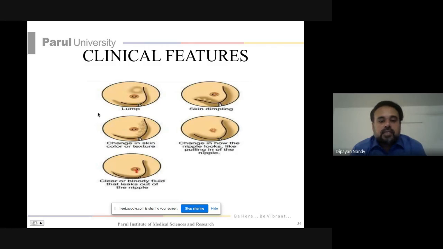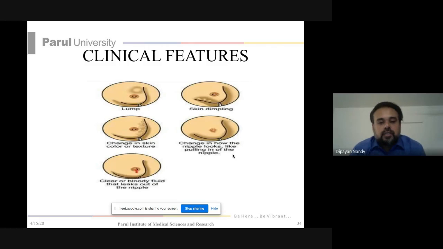Sometimes we can see changes in the skin, where the skin can become red or erythematous, or sometimes there can be edema of the skin with small punctate holes, which is classically described as the peau d'orange appearance, what you call the orange peel skin appearance. The next one could be changes in the nipple areola complex. Like we saw, the skin can be pulled in. Similarly, the nipple and the areola can be pulled in without an evident mass visible.